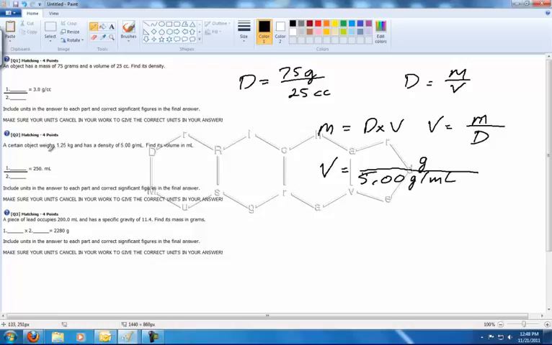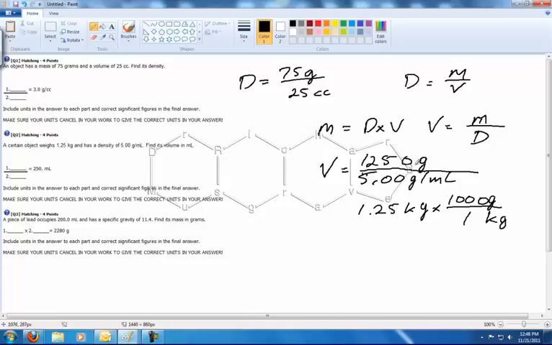Now we've got 1.25 kilograms, that's not grams. I'm going to have to do a conversion here, and I'll do that by using our conversion factor, which is going to be 1 kilogram is 1,000 grams. So on top here we'll have 1250 grams. And when we do the division here, it's going to come out to be 250 milliliters.